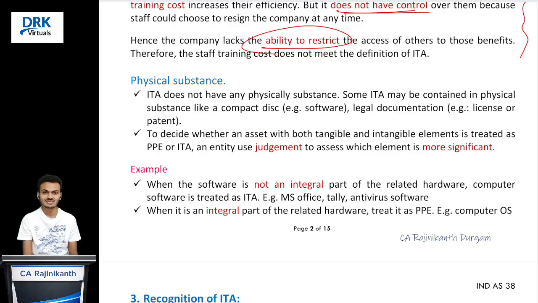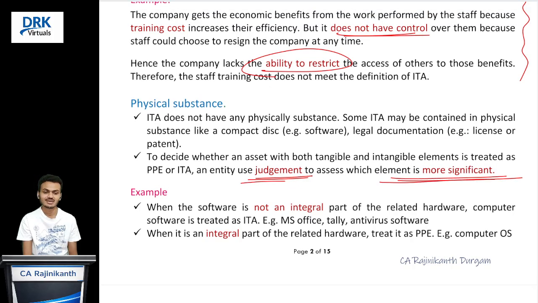So in that kind of situation, how to decide whether it is a tangible asset or an intangible asset? The standard is saying that it is a matter of judgment. It is completely based on judgment, and we should consider which element is more significant. If the tangible element is more significant, definitely it is not an intangible asset. If the tangible element is not significant, I mean the intangible element is more significant, in that case we can say that it is an intangible asset. For example, we store software on a disk or pen drive, correct? So the pen drive is not significant, the software is significant. So that is an intangible asset.